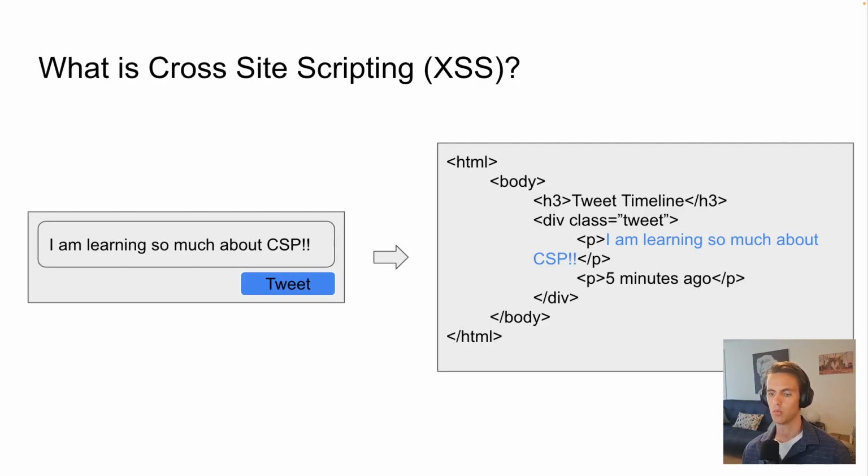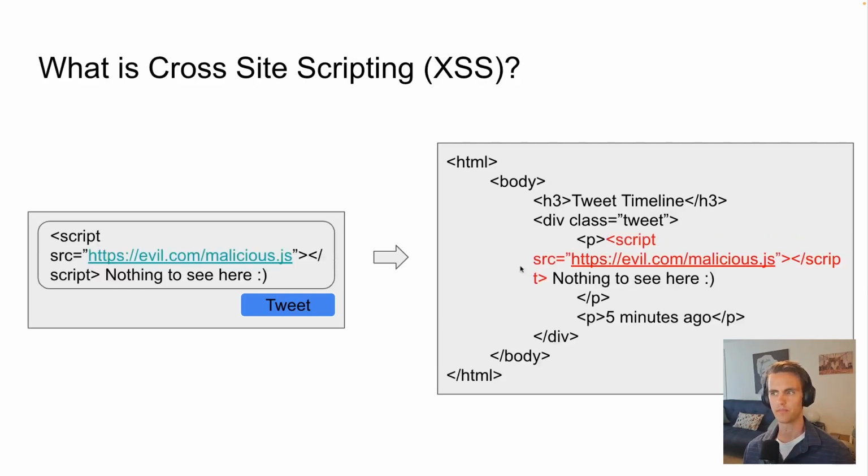You can imagine we have a Twitter-like app, and on the left, you can type something like, I am learning so much about CSP. You can tweet it. And when you hit that tweet button, we know that the browser is going to send a request to the server. The server is going to save that tweet into its database. And then the next time you view that page, the web server is going to return some HTML that kind of looks like this. You have a div class tweet, you have a paragraph tag, you have your content. And your browser is going to take this and it's going to render it. And now you can see the tweets.